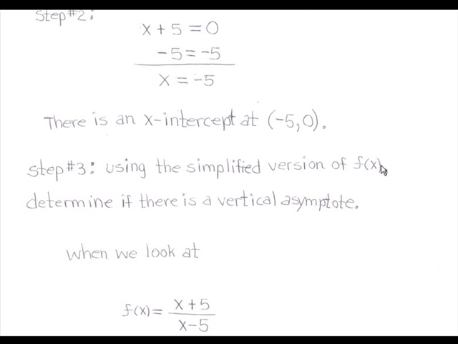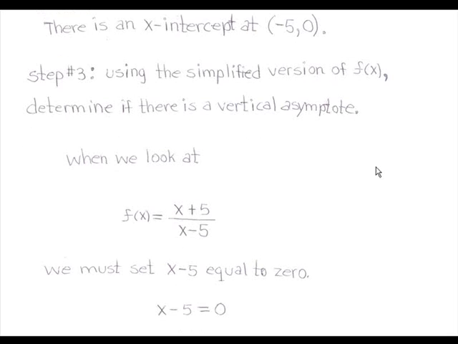of trying to gather information to be able to actually graph this function. Well, at step 3, once again, we're using the simplified version of f of x to determine if there is a vertical asymptote. So now we want to determine, is there a vertical asymptote? Meaning, is there a value of x to where that function is not defined, and that vertical line now breaks that graph up into 2 distinct areas.